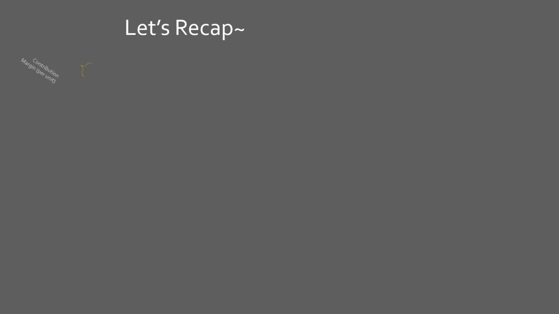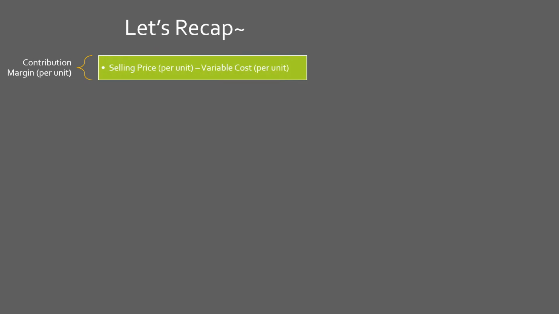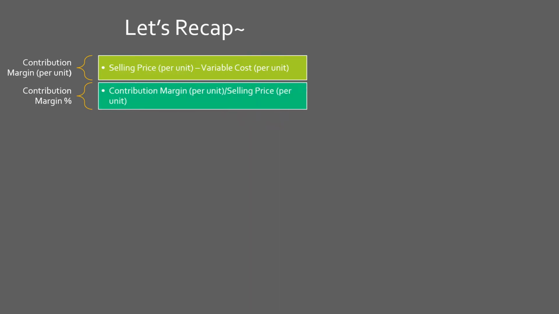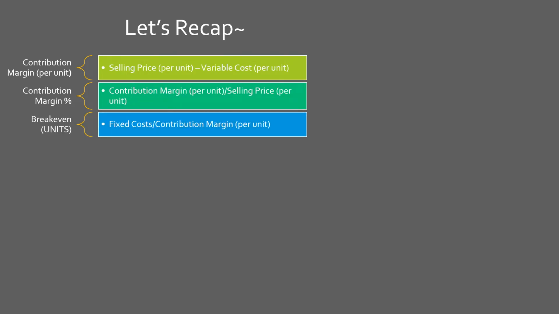So let's recap. We've got contribution margin per unit, which is selling price per unit minus variable cost per unit. We have contribution margin ratio, which is contribution margin per unit divided by selling price per unit. We have break even in units, which is fixed cost divided by contribution margin per unit.